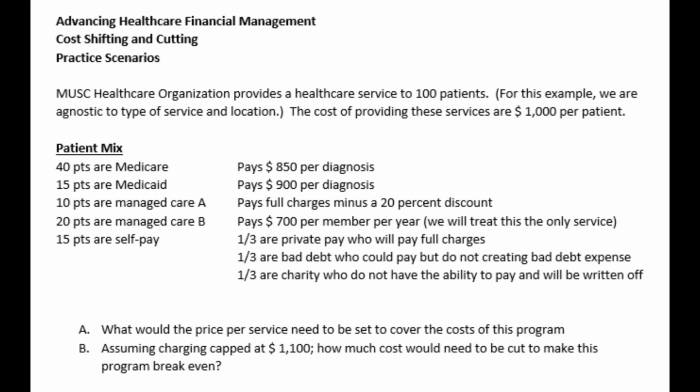Right now we're going to act as if this is the only service they get from us, which isn't probably realistic, but for purposes of learning. And then all self-pay patients are not created equal. There's self-pay patients who have the ability to pay and do. They pay full charges. There's people who have the ability to pay but don't. That's bad debt expense. And then there's people who don't have the ability to pay, and we call them charity. So we've divvied up those 15 patients, a third, a third, a third.